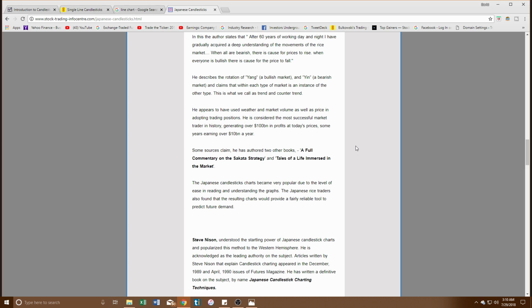He described the rotation of yang, a bullish market, and yin, a bearish market, and claims that within each type of market is an instance of the other type. This is what we call trend and counter trend. He appears to have used weather and market volume as well as price in adopting trading positions. He is considered the most successful market trader in history.